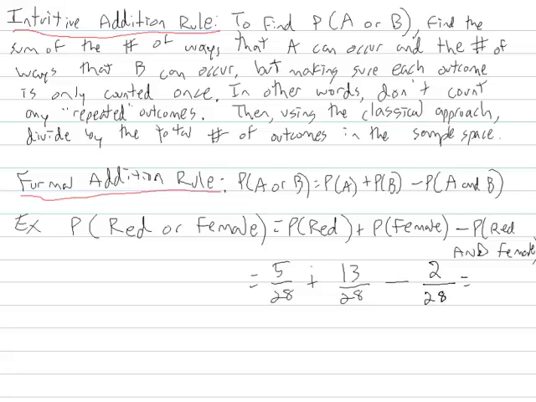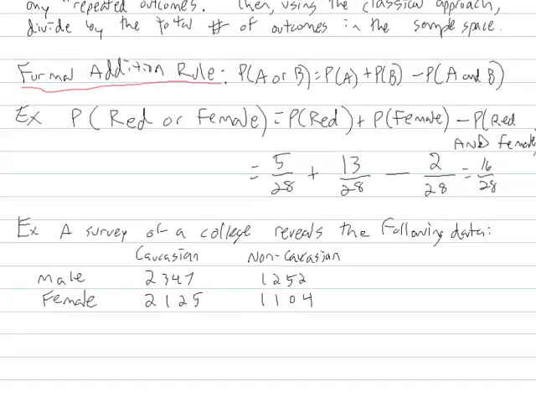We work that out. 5 plus 13 is 18 minus 2 is 16/28, which is the same answer we got before intuitively. So we don't really have to use the formal addition rule a lot as long as we just remember not to count any of the repeated values. Let's look at another example here.